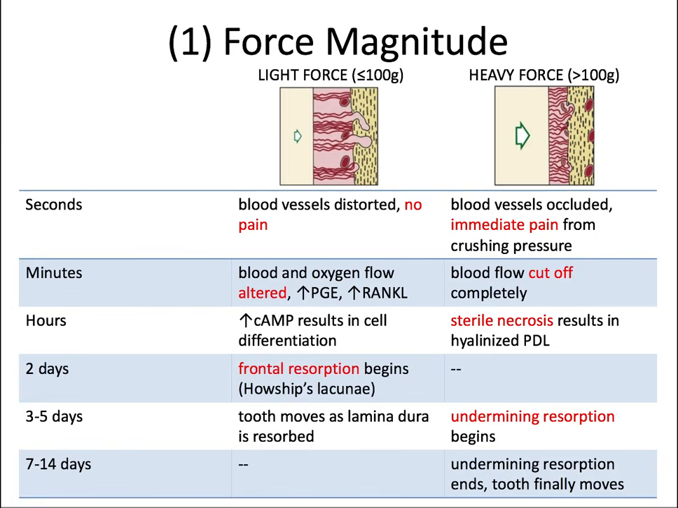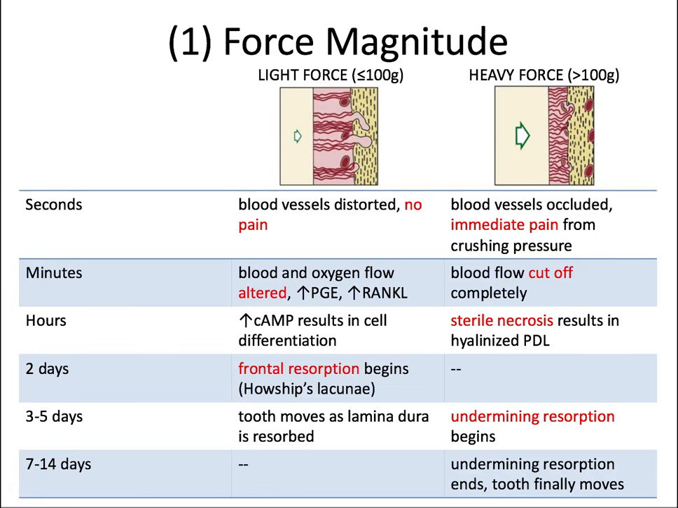This change in oxygen tension will trigger inflammatory mediators like prostaglandins and RANKL to be released. Within hours, we're going to have first messengers like parathyroid hormone and calcitonin, and then second messengers like cyclic AMP being released and increasing in levels, which results in cell differentiation within that PDL. So this initial light force sparked a bunch of signal cascades.